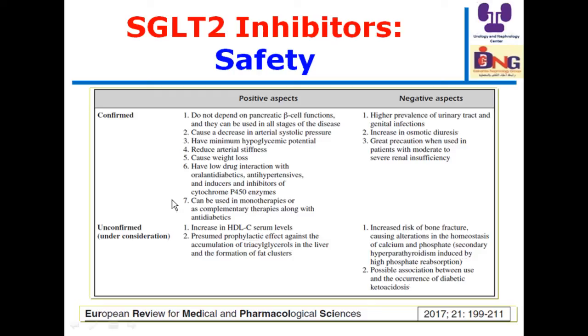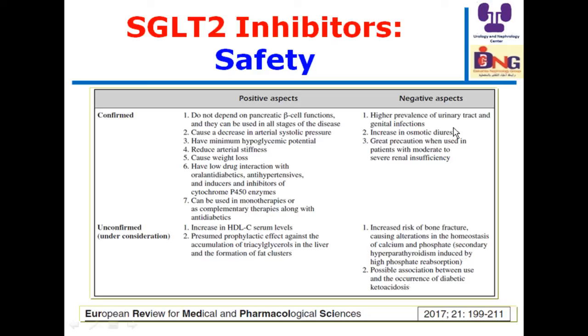Another points that are still waiting confirmation: increasing HDL cholesterol and the presumed prophylactic effect against the accumulation of triglycerols in liver and the formation of fat clusters. So all these are the positive aspects of this class. However, the negative aspects include higher prevalence of urinary tract infection.